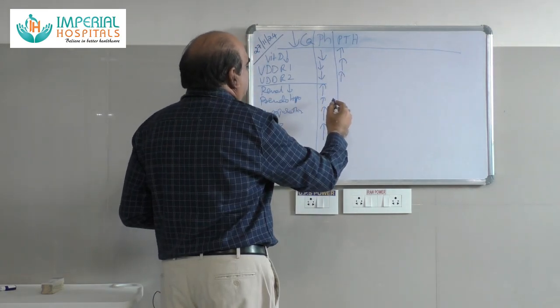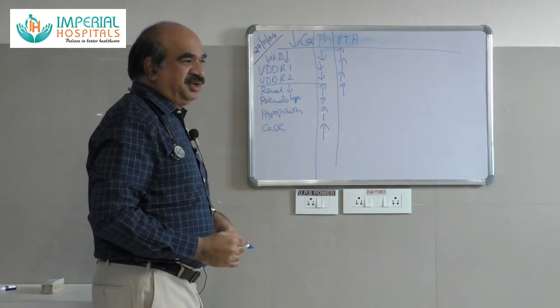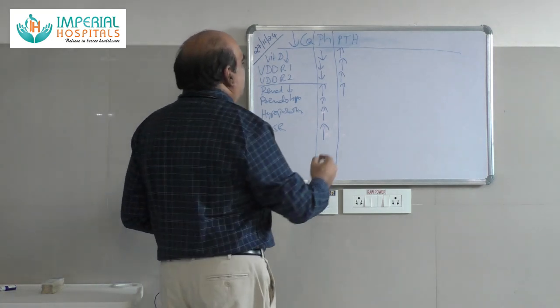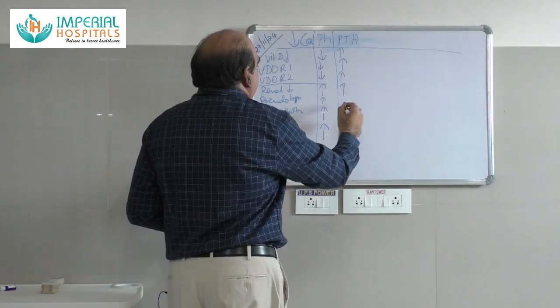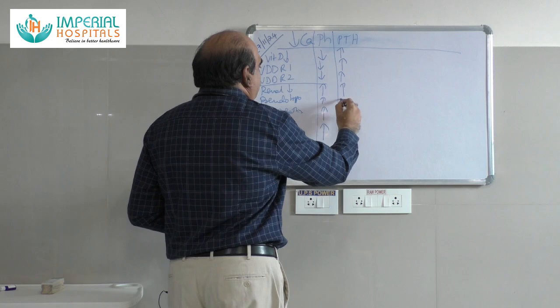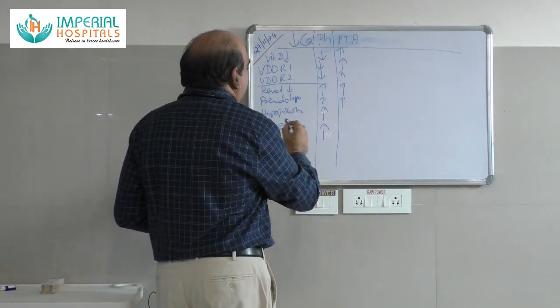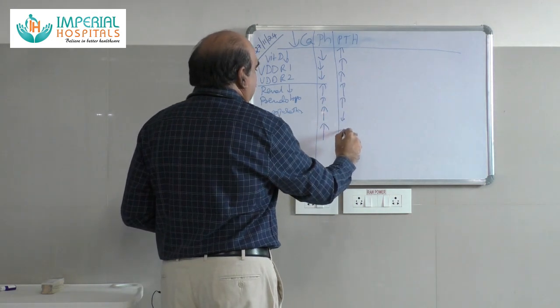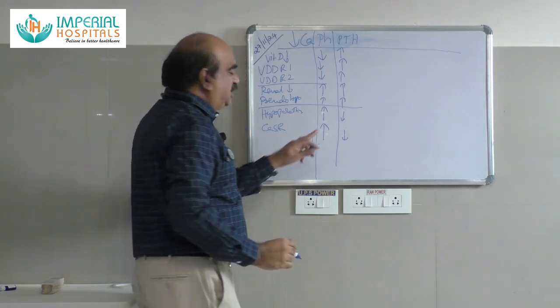In chronic kidney disease, PTH will be high. And again, there will be PTH resistance also. Even in pseudo-hypoparathyroidism, PTH will be high. Only in hypoparathyroidism and in calcium sensing receptor defect, PTH will be low.